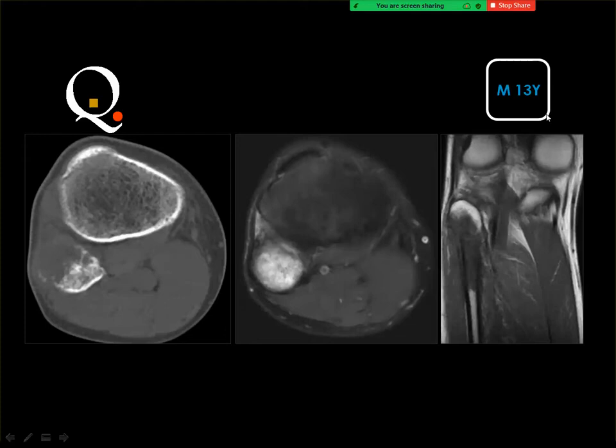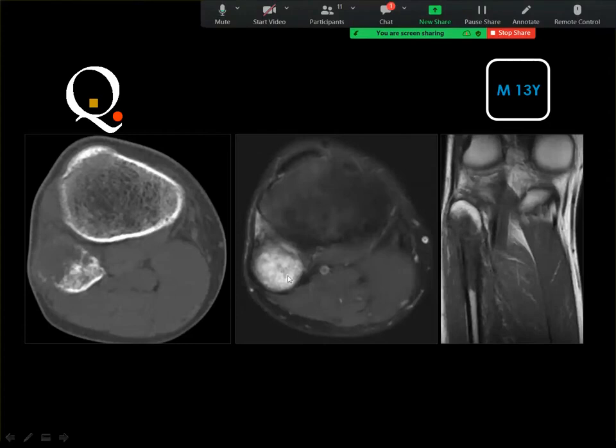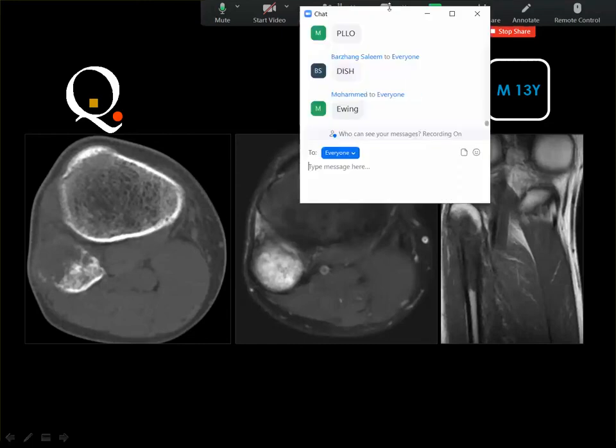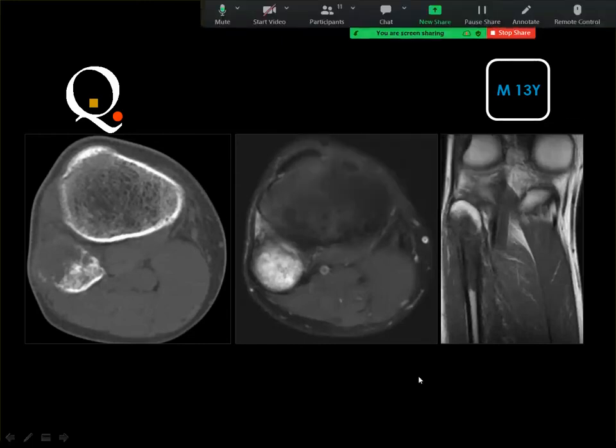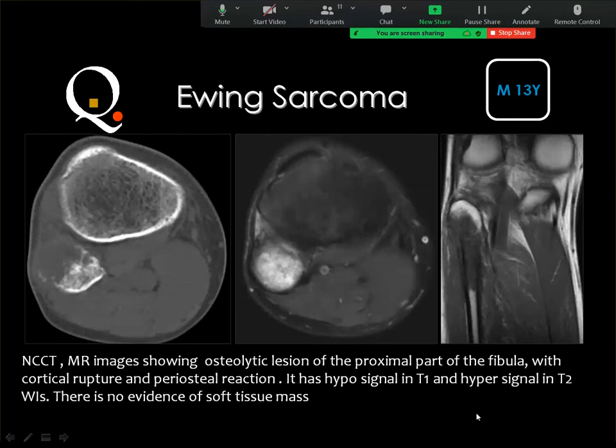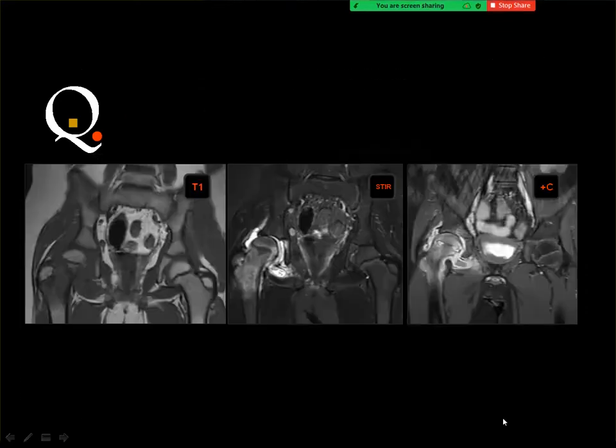Male, 13 years old, with a lesion in the fibula. This is a destructive lesion in the fibula by CT, with high signal in the T2 fat-suppressed image and low signal in the T1. This is Ewing sarcoma, right? The answer is right. A destructive lesion representing Ewing sarcoma.